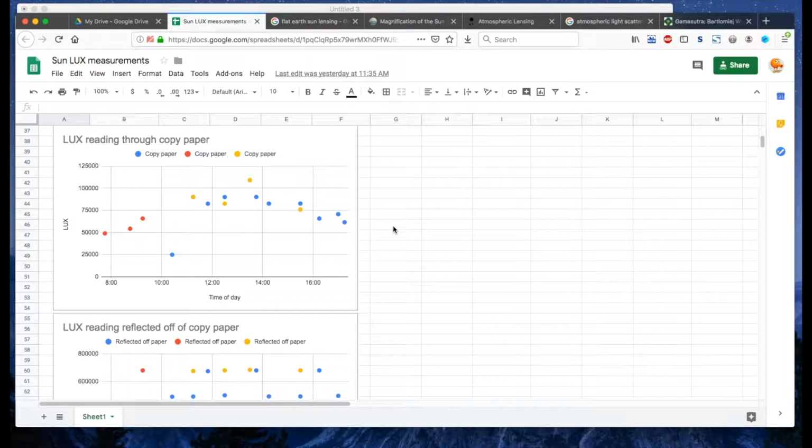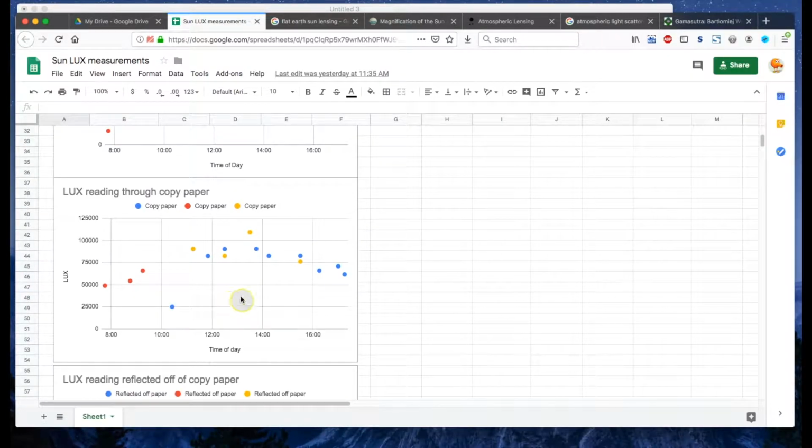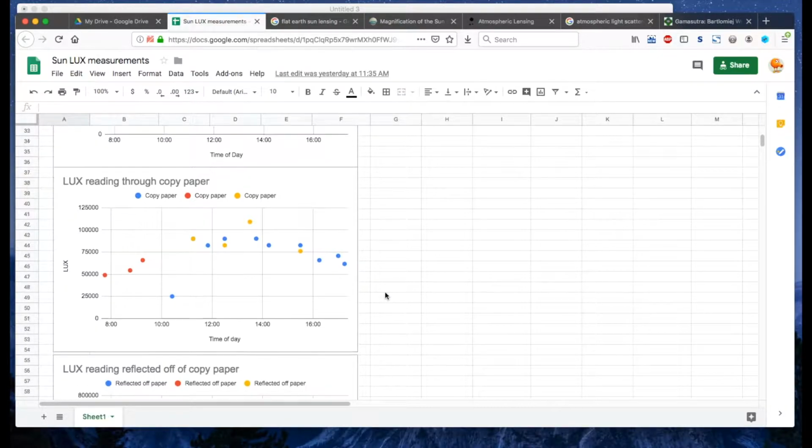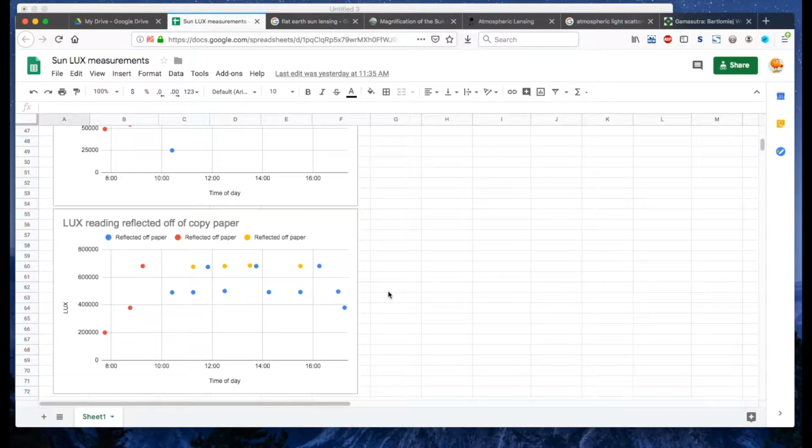The second type was through the copy paper, and you can see it's slightly different. So around 10:15 is when it kind of starts to flatline, and you can see, if you take away the one outlier, you can see that it tends to be relatively even in the same period. And of course, in the morning and in the afternoon, they start to taper off. Now, whenever I saw that it started to taper down, I kind of stopped because there was a tree in my backyard that would kind of prevent me from doing that.